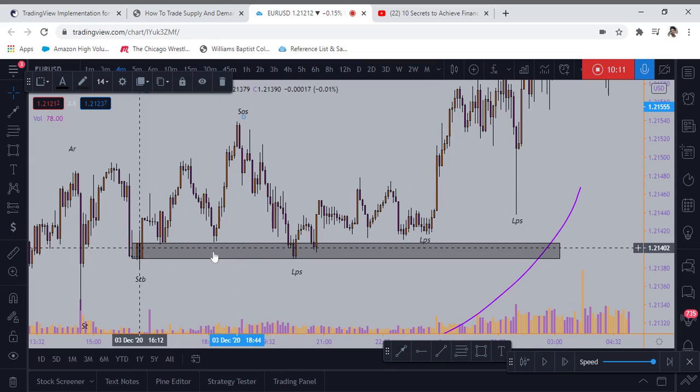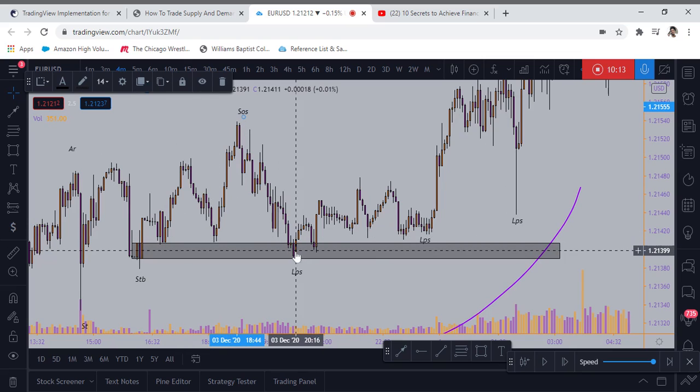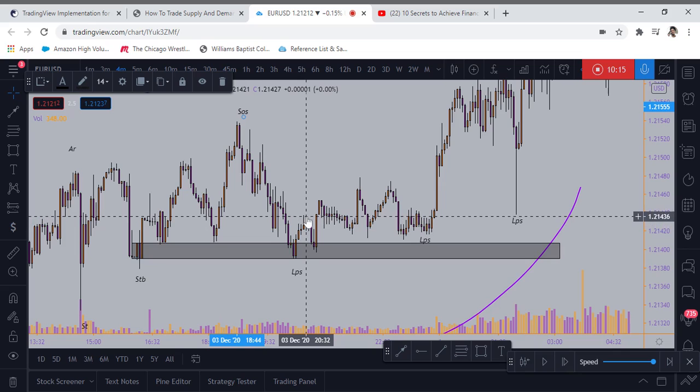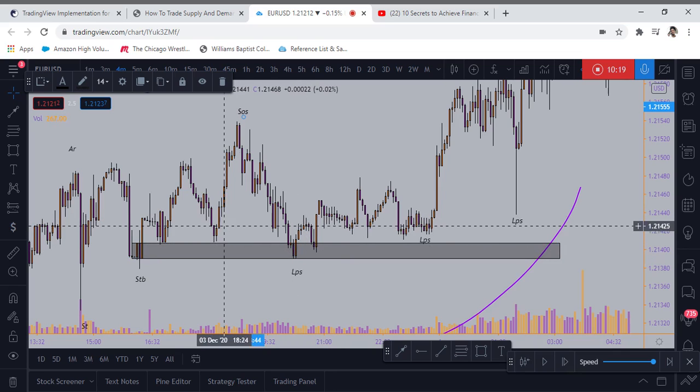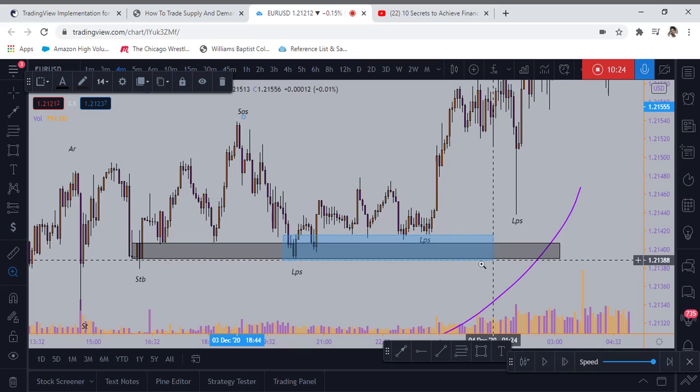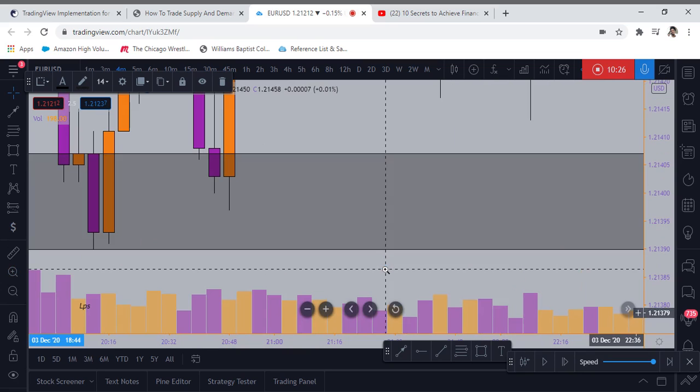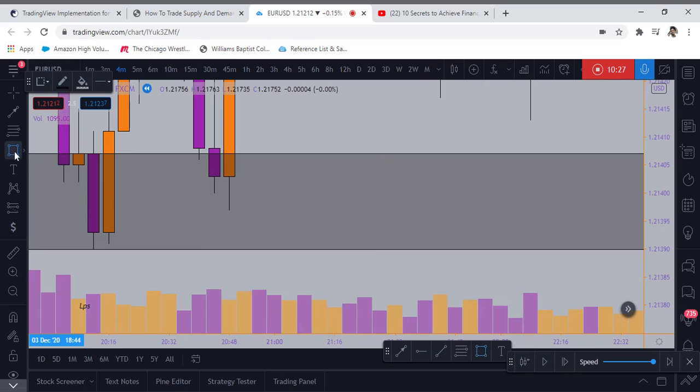you could have got in as soon as price tested right there and took off. It gave you a little rally, and then it came back in because it also formed another order block, which you could have got in off of. You guys can see it.